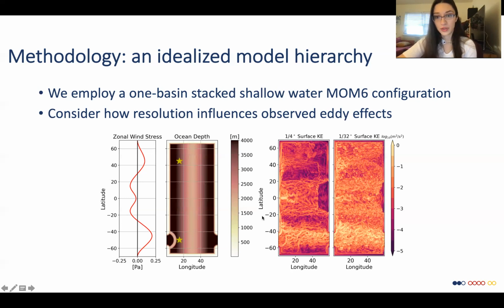We consider 4 different resolutions. The lowest resolution is 1/4 degree and the highest resolution is 1/32 of a degree, and we keep all of our model assumptions consistent throughout this suite of simulations, which really provides a nice test bed for parameterization development and for considering how resolution influences eddy effects. You can see by looking at the surface kinetic energy that there is a significant difference in the eddying character of the low resolution versus the high resolution simulation. And this is something that I'll discuss more throughout the talk.